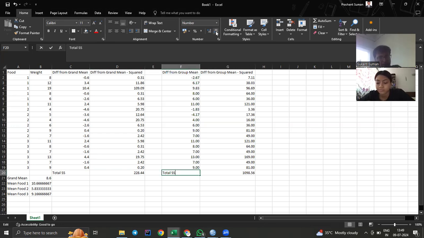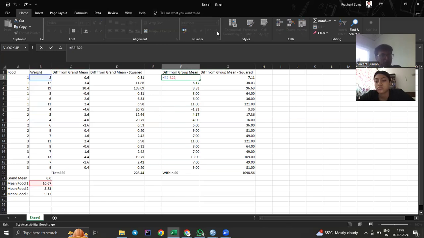Within the groups, these are the differences occurring for each observation of that group vis-a-vis the mean that it has. So for example, these 6 observations are coming from the food 1 category. And for food 1, we have found that the mean is 10 point whatever 66. So here we have used the formula and found the difference from that.